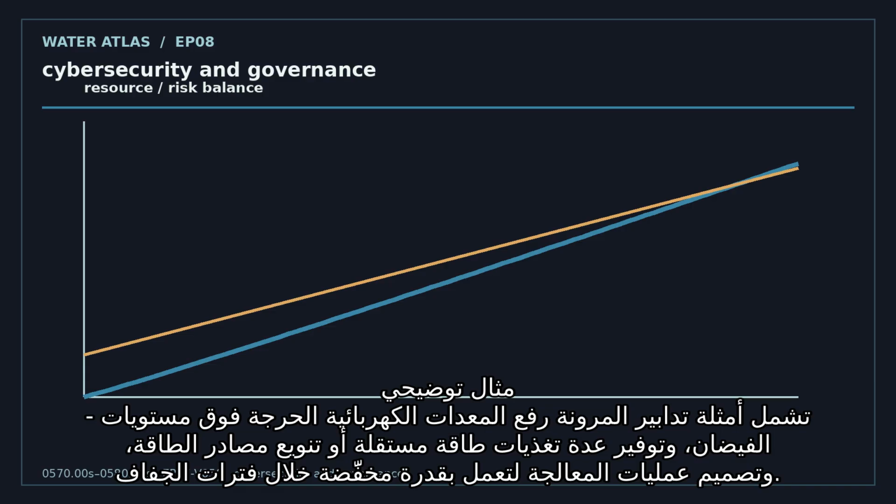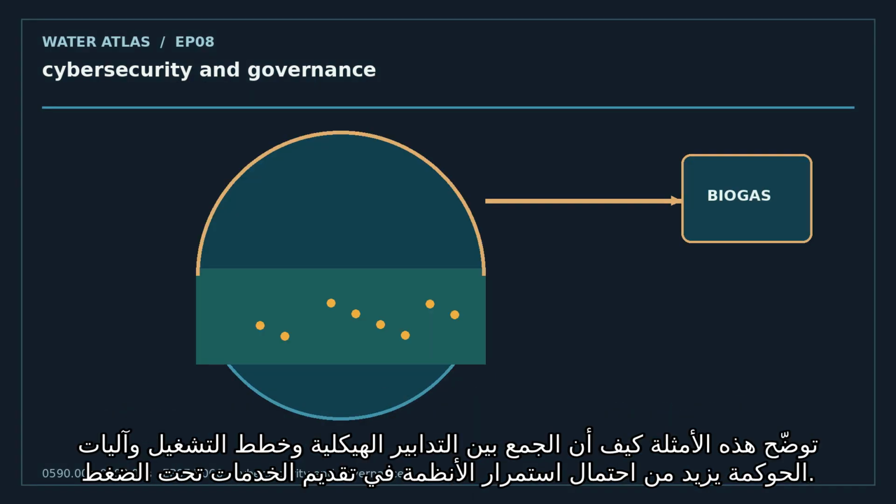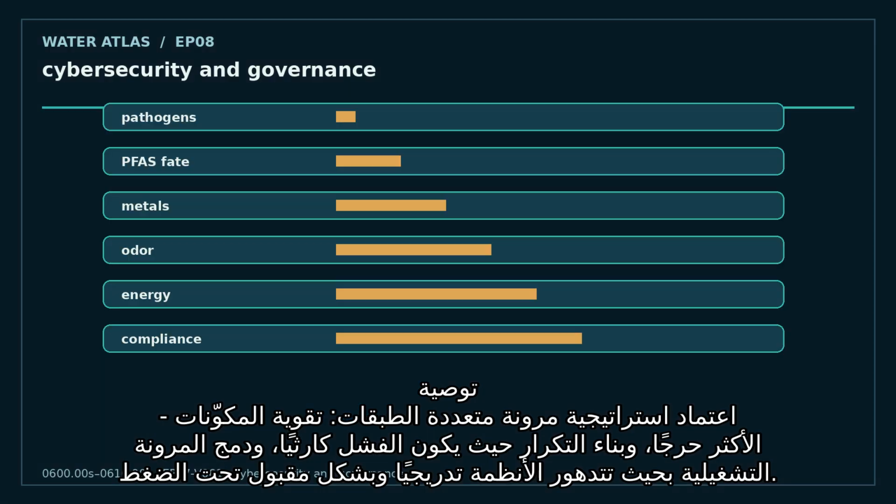Illustrative example: resilience measures can include elevating critical electrical equipment above flood levels, providing multiple independent power feeds or diversified energy sources, and designing treatment processes that can operate at reduced capacity during droughts. These examples show how structural measures, combined with operational plans and governance mechanisms, increase the chance that systems continue to deliver services under stress.